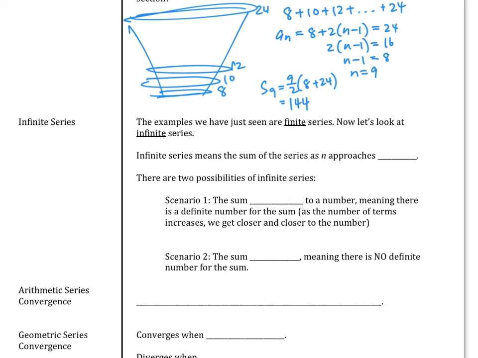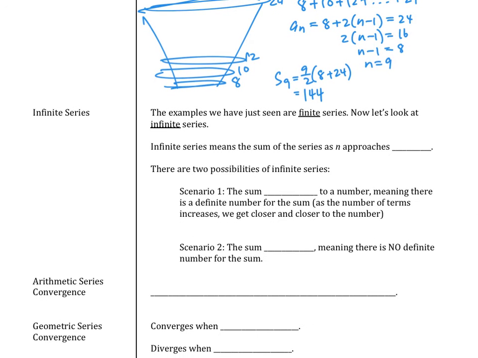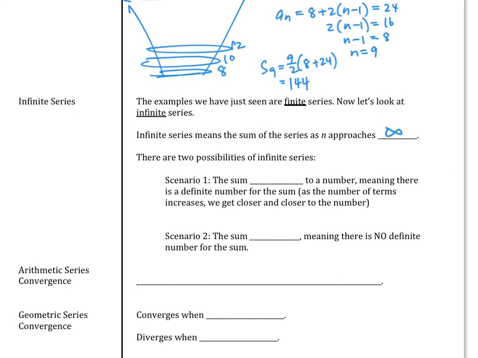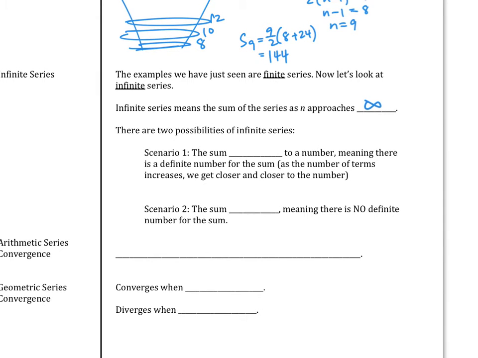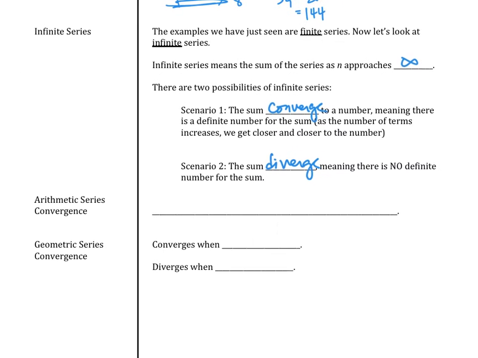All right, now let's talk about infinite series. So we had just looked at everything with finite series, and now we're looking at infinite series. Infinite series means the sum of the series as n approaches infinity. So there are two possibilities of infinite series. First, the sum converges to a number. So as the number of terms gets larger, the sum actually gets closer and closer to that number. The second scenario is that the sum will diverge, and that means there is no definite sum.